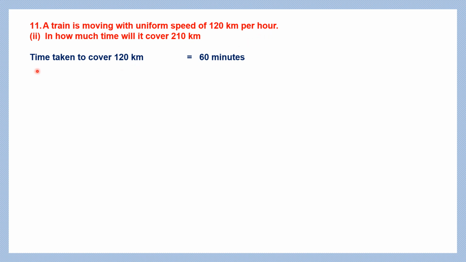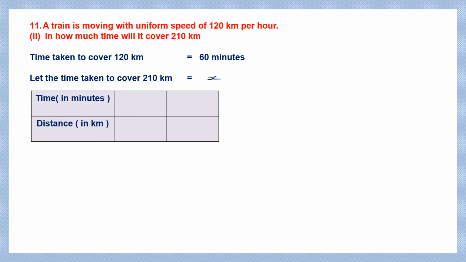Remember, we are writing it in minutes. So time taken to cover 210 kilometers will be more than that, isn't it? So now let's write it as x and make our table. So this time the two columns are time in minutes and distance in kilometer. So in minutes we have 60 minutes, in 60 minutes we have 120 kilometers. Now we don't know the time taken to cover 210 kilometers. So we're going to write the time as x. And then 210 kilometers is what we're writing here.